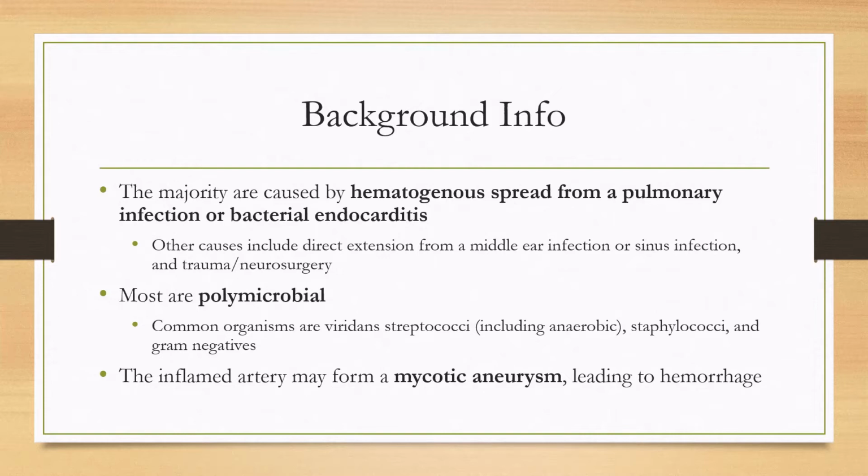So most of these abscesses are going to be polymicrobial, but some of the most common organisms found will include viridans streptococci, including anaerobic ones, staphylococci, and that's especially in cases where there is a neurosurgery or trauma, and gram negatives. So the inflamed artery can also form a mycotic aneurysm, which makes the artery brittle, and when it ruptures, it can lead to an intraparenchymal or subarachnoid hemorrhage.